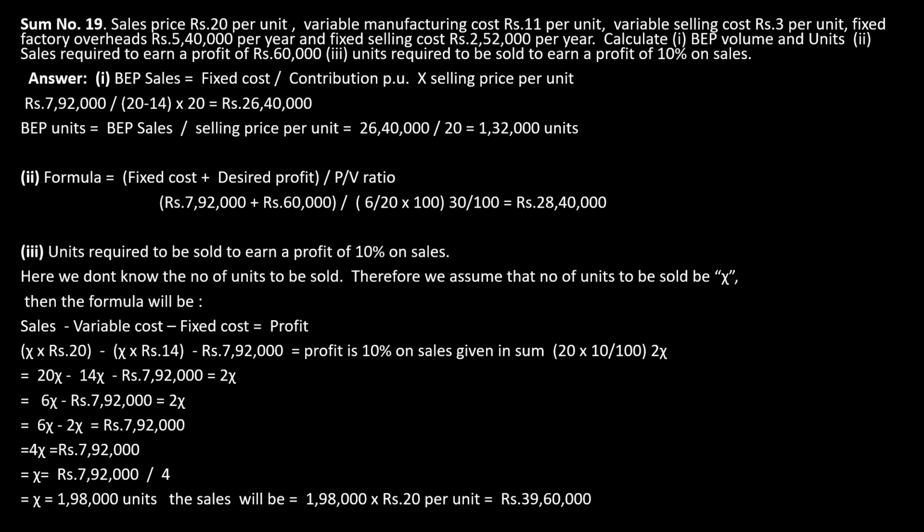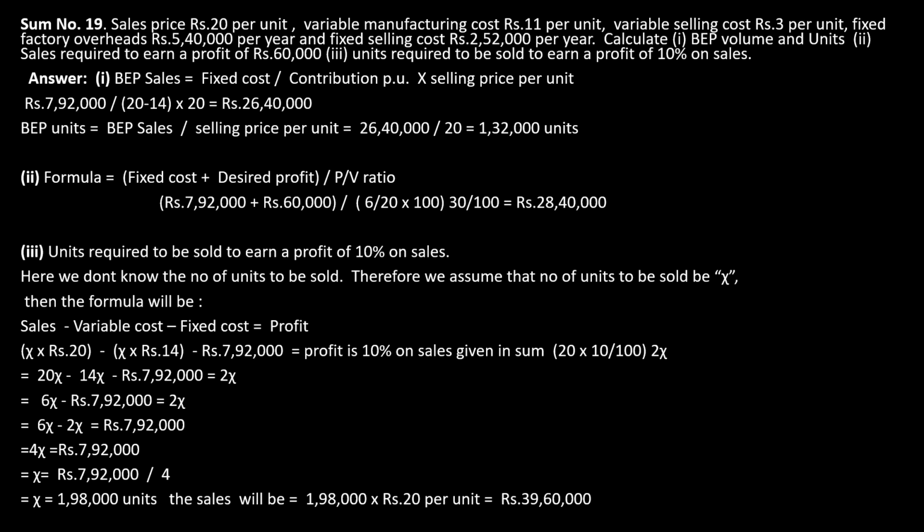So 7,92,000 divided by 6 into 20 will give me 26,40,000. That will be my BEP sales. And the problem asks me to find BEP units as well. Therefore, 26,40,000 divided by rupees 20 per unit selling price. So that will give me my BEP units. Is it clear? That is the first subdivision answer.